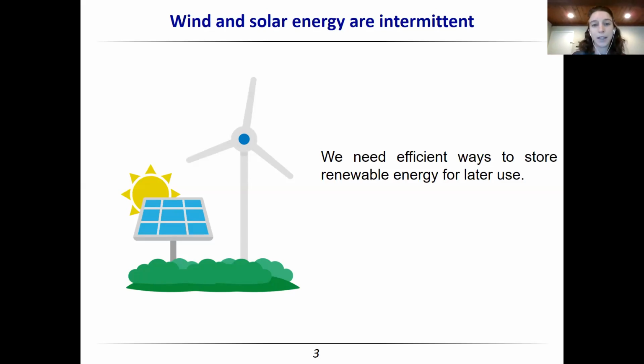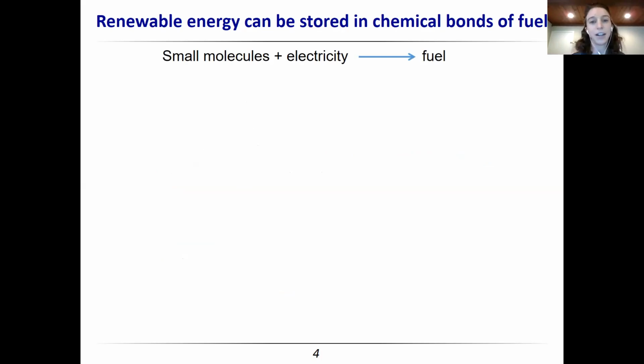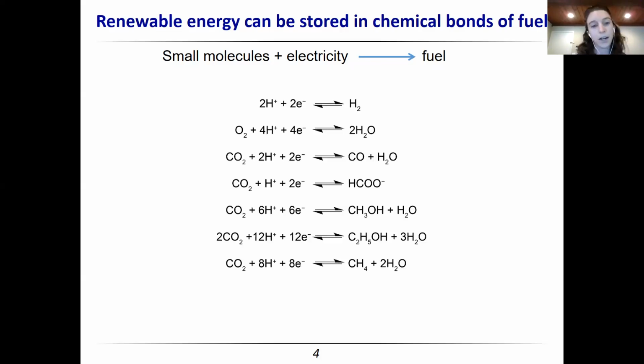So one of the ways that we can store energy is in chemical bonds of fuels. And what I mean by that is we can take small molecules and electricity generated from solar or wind and convert that to a fuel. And in particular, what these types of reactions would look like are things like converting protons and electrons into hydrogen. And of course, the protons would come from some acid source, ideally water. We could be looking at taking oxygen and converting it to water.